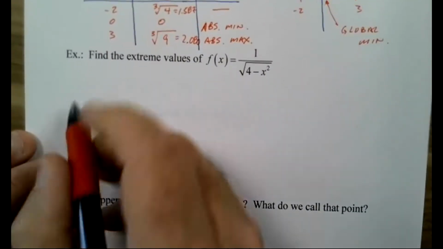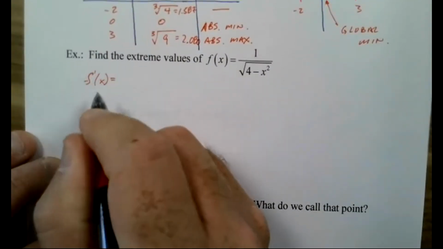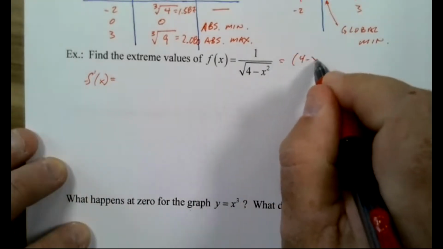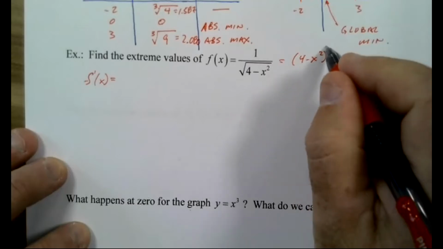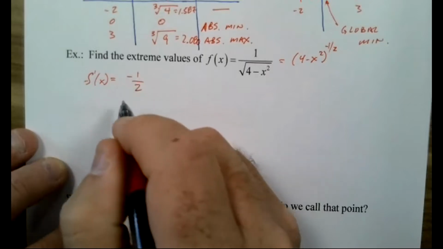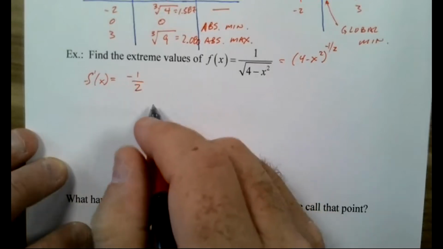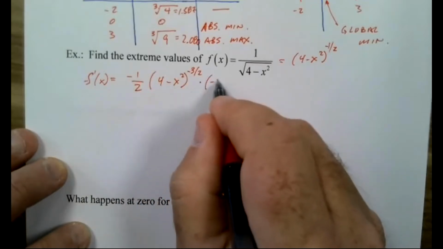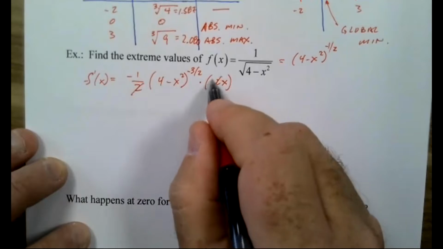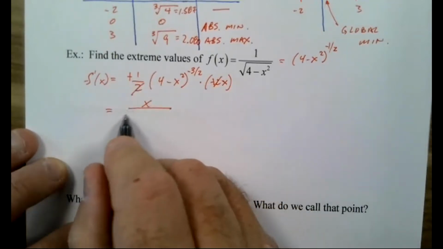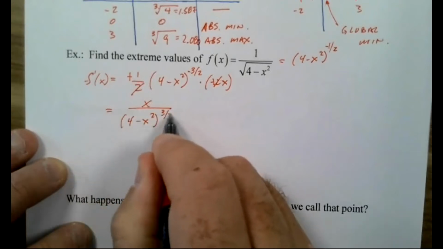Now I cheated putting the graph up first, which is never a bad idea. Let's try again with the derivative. F prime of x equals, well, that's a little too hard for me, so I have to write this as 4 minus x squared to the negative 1/2. So that's negative 1/2 times 4 minus x squared to the negative 3/2 times negative 2x. Cancel, cancel, cancel. Equals x over 4 minus x squared to the 3/2.